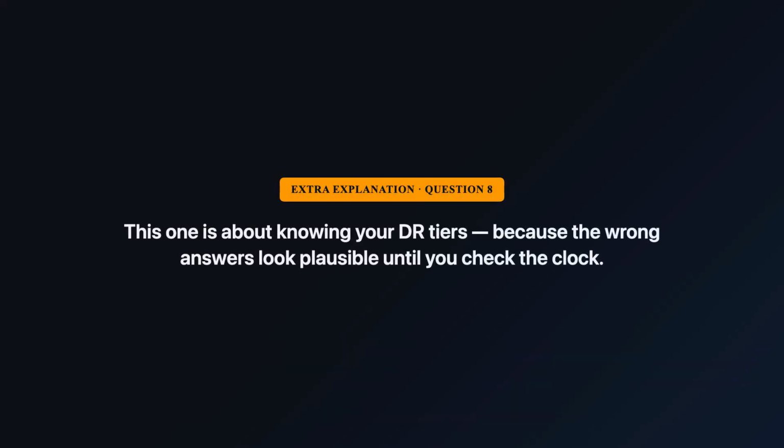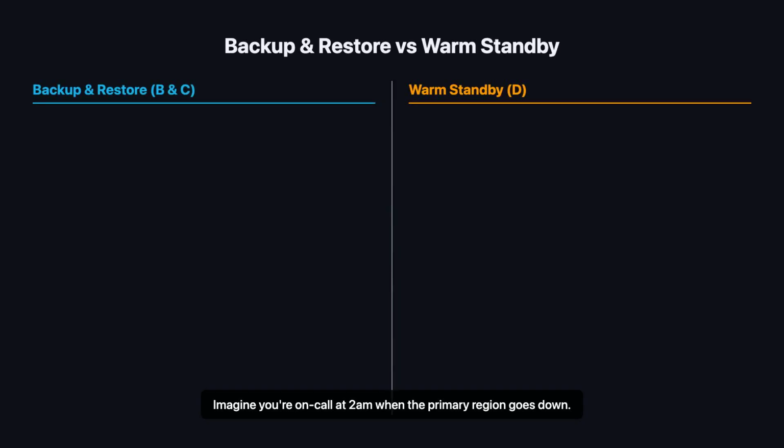This one is about knowing your DR tiers, because the wrong answers look plausible until you check the clock. Imagine you're on call at 2 a.m. when the primary region goes down. Your RTO is 30 minutes. If your DR plan is restore from yesterday's snapshot, you've already failed.